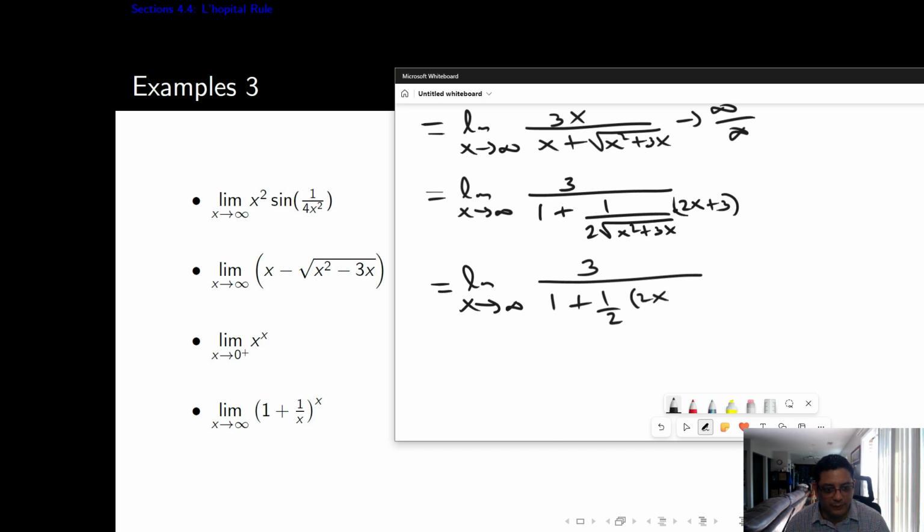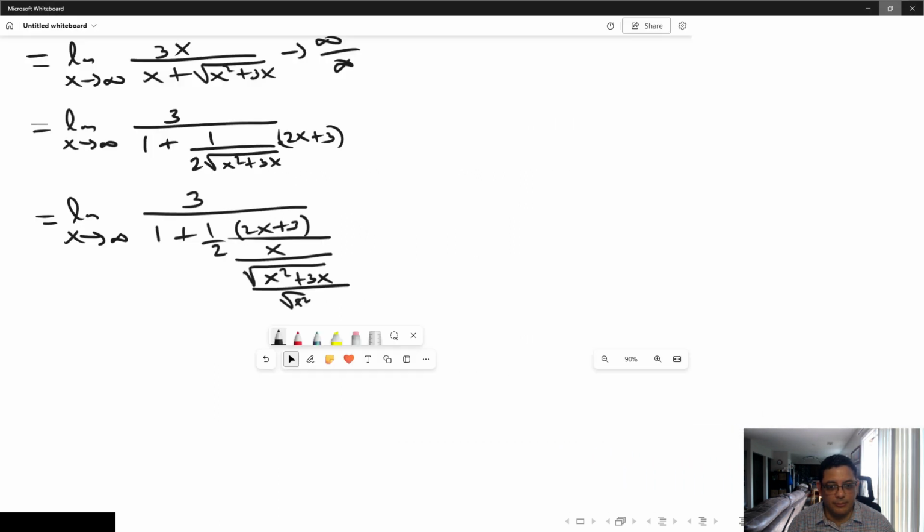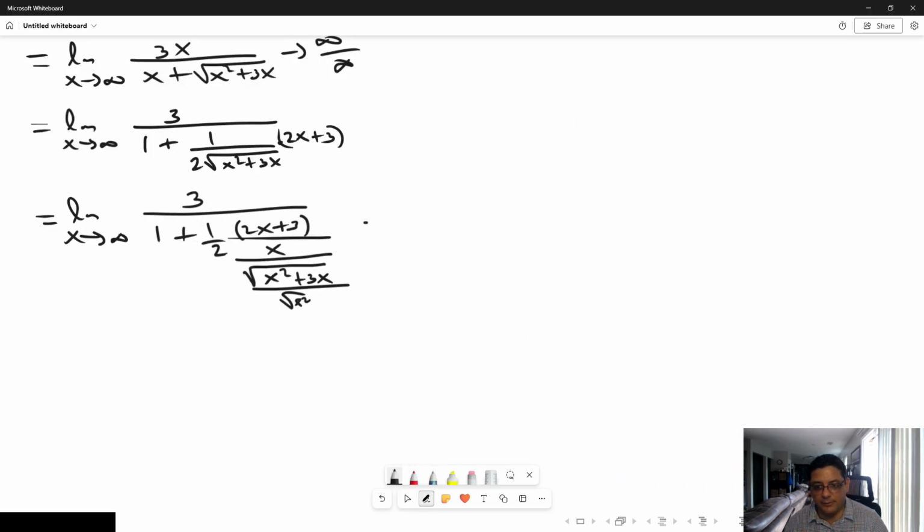So I'm going to have 2x plus 3, and I'm going to have to divide by x here. I'm probably going to have to divide by x here, but we're going to divide by x with the square root of x squared, which is essentially x. And so let me expand over here.